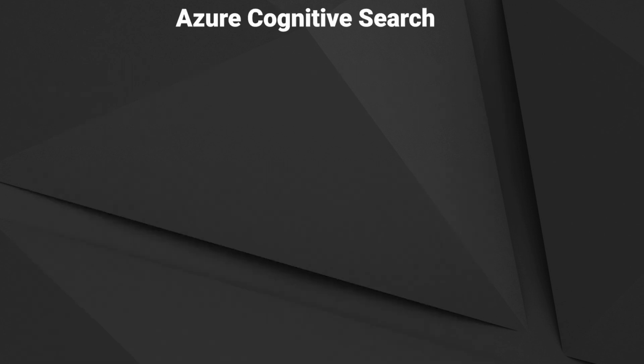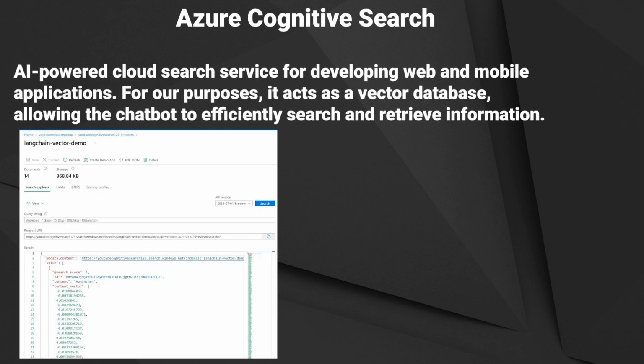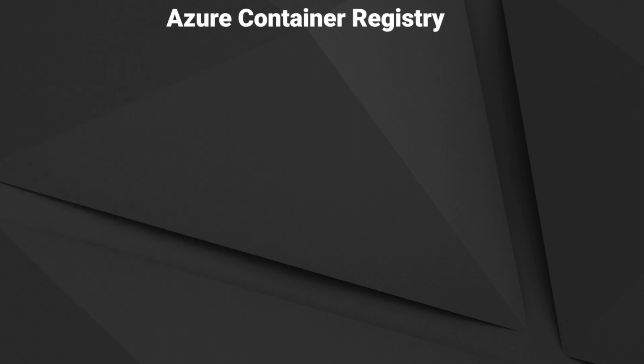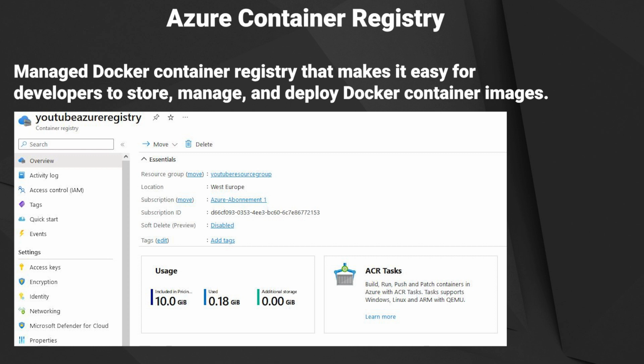Azure Cognitive Search. This is an AI-powered cloud search service for developing web applications or mobile applications. For our purposes, it acts as a vector database, allowing the chatbot to efficiently search and retrieve information. Azure Container Registry. A managed Docker container registry that makes it easy for developers to store, manage and deploy Docker container images. This is how we store our chatbot's Docker image for deployment. So with these components in hand, we're going to create a seamless chat experience using LangChain on Azure. Stay tuned and I'll walk you through each of the steps.